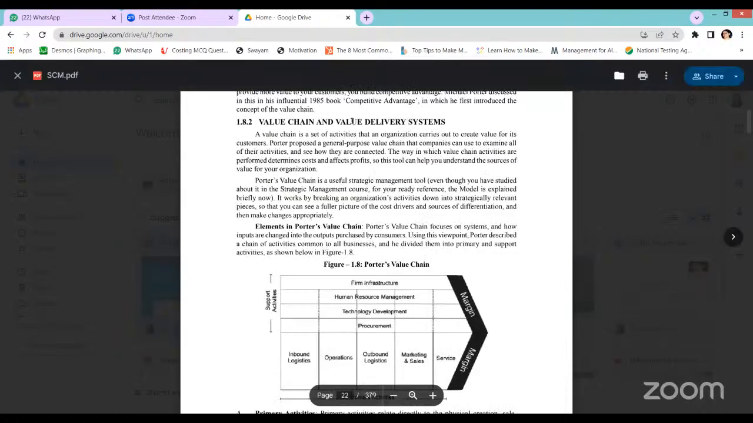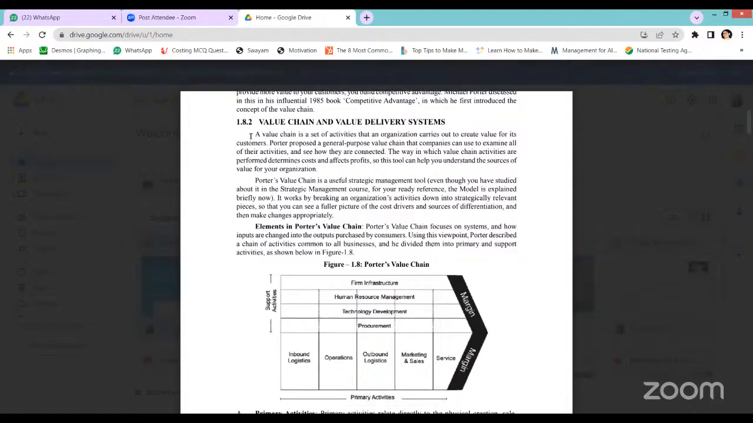So in this value chain and value delivery system, the value chain is a set of activities an organization carries out to create value for its customers. So what is value? Is it only the quality? Is it only the service? No, it is a set of activities that an organization carries out to create value for its customers. The activities performed in the value chain determine the cost and affect the profits.